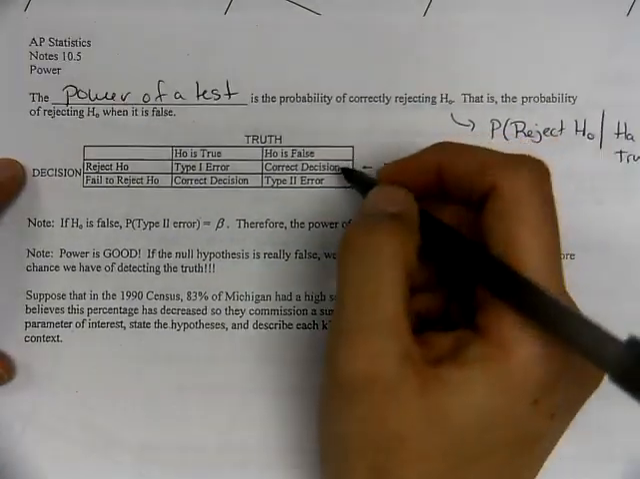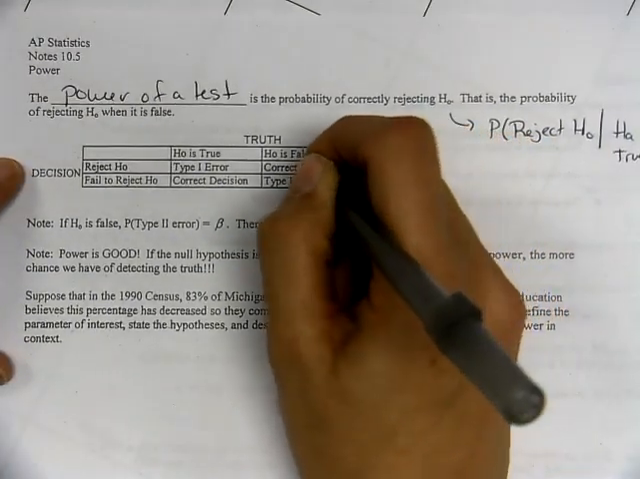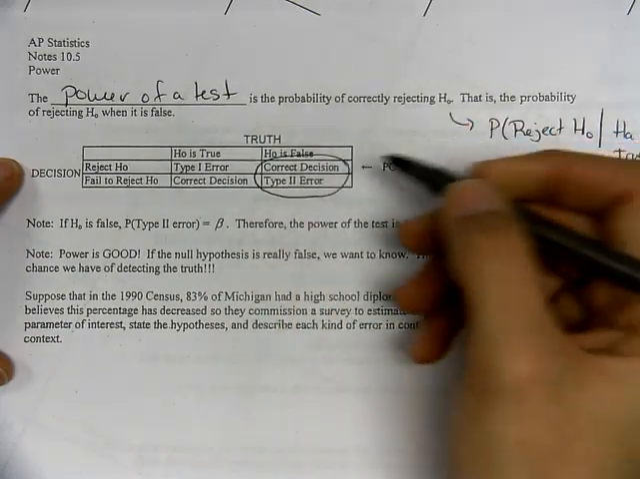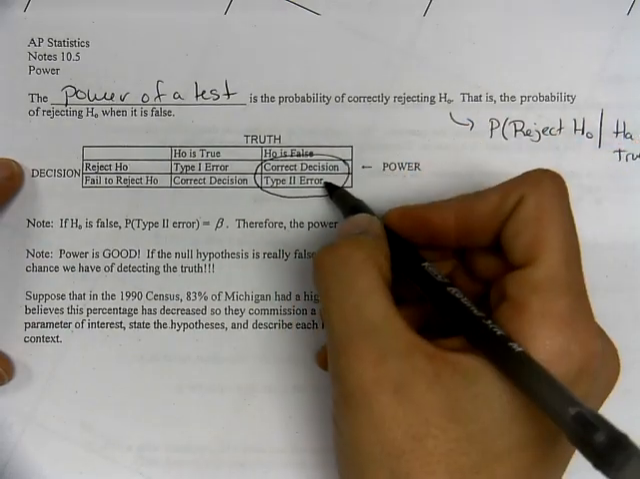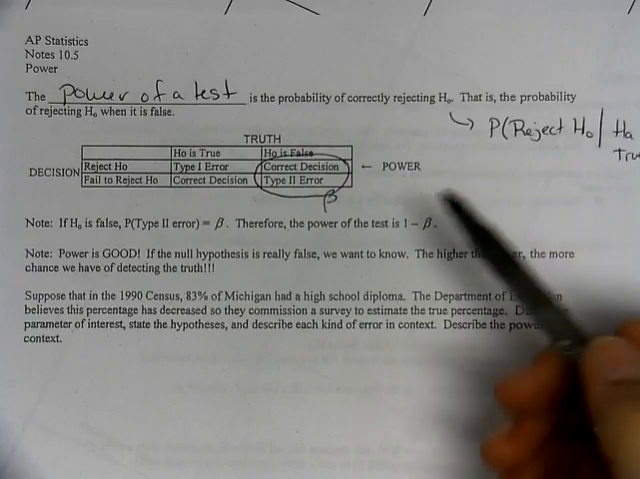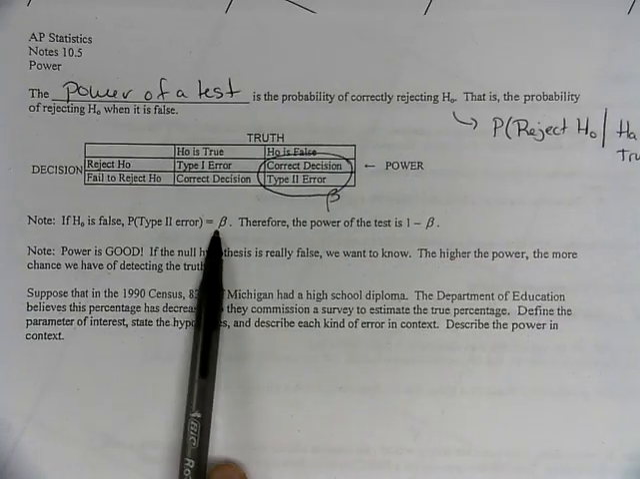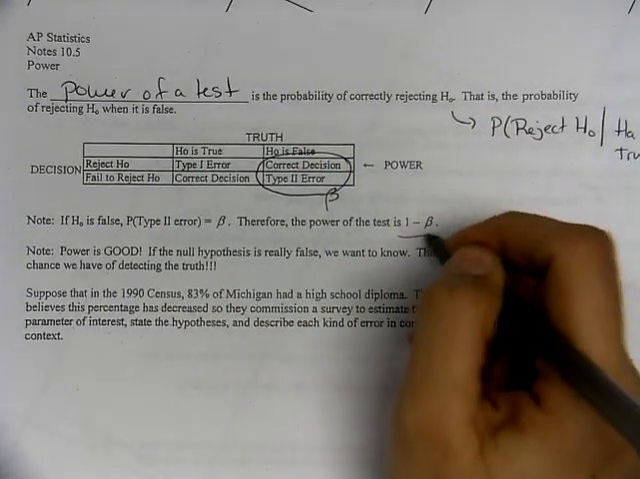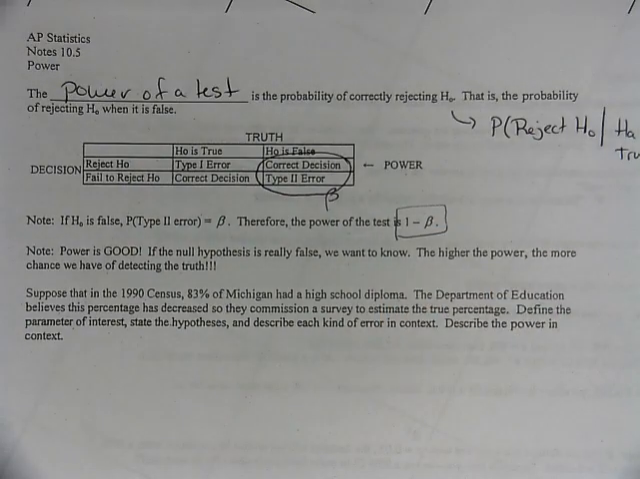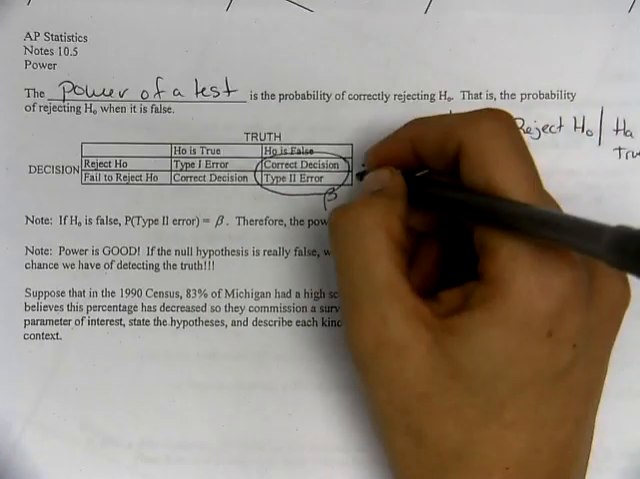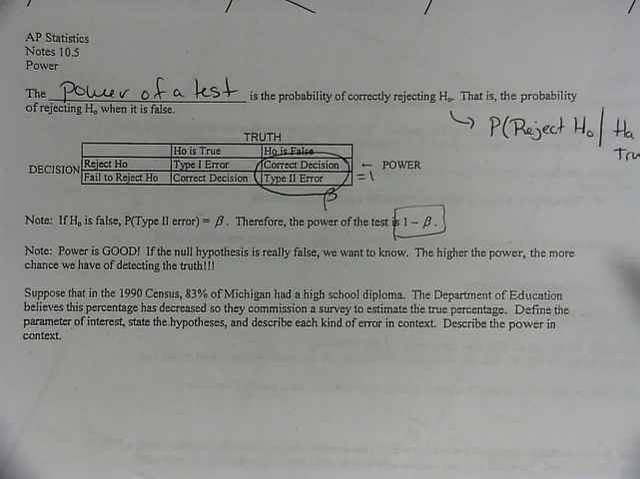So, power, what you do need to know, it has to do with type 2 error. Type 2 error, remember, that's beta. So if type 2 error is beta, the power of a test is 1 minus beta, because these should all add up to 1. So if the probability that you have a type 2 error is 5%, the power of your test is 95%. Okay? That's most of what you need to know.